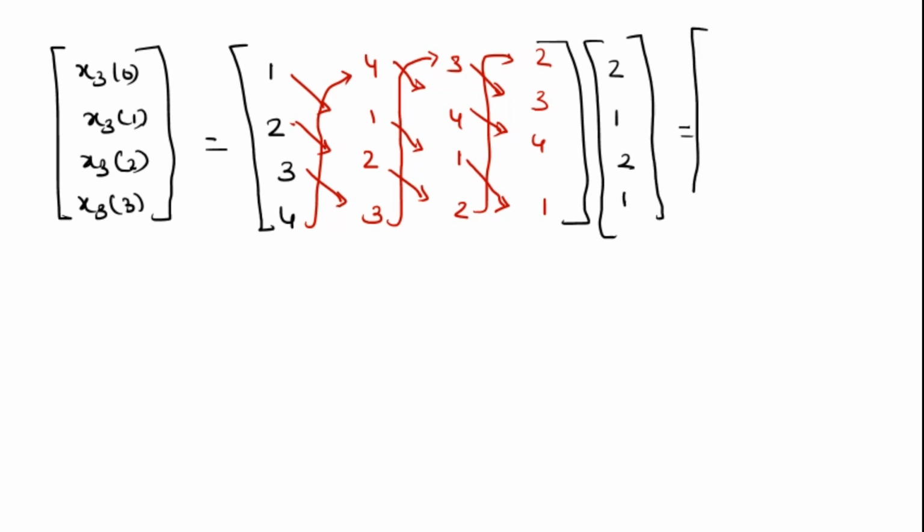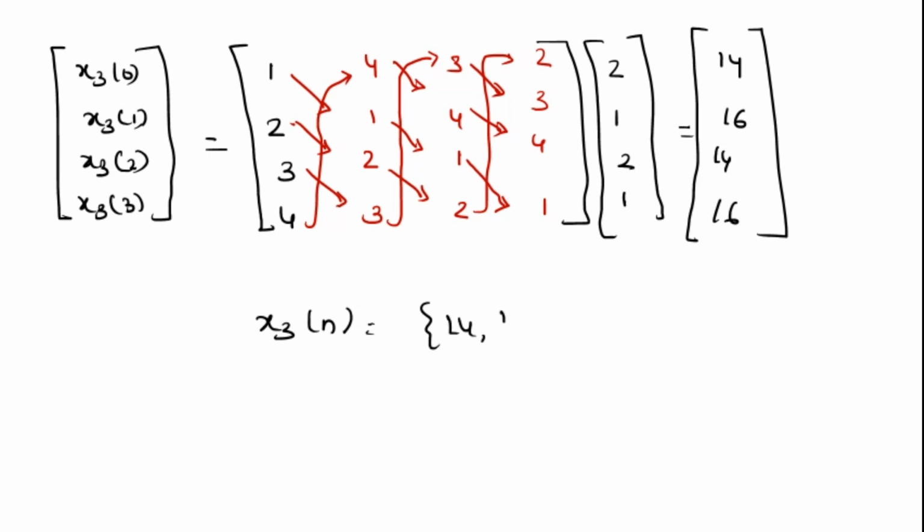Now we have to do the matrix multiplication. We will get the answer as 14, 16, 14, 16. Then we can write x3 of n is equal to 14, 16, 14, 16. This is the required answer.